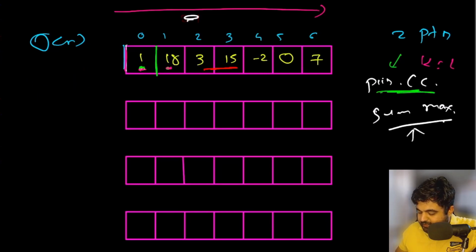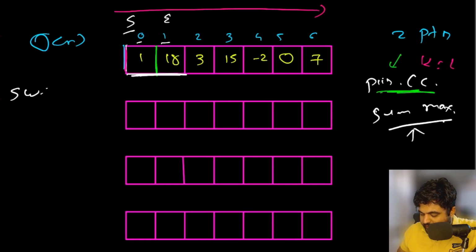The idea is that first of all we are going to create 2 pointers, and for these 2 pointers we are going to have a starting value and an ending value. So the first time the starting value is going to be at the first position, so value number 0, and our ending value is going to be at value number 1. Okay, now what we are going to do is the sum of these 2 values. So currently the sum of the window is going to be 19.